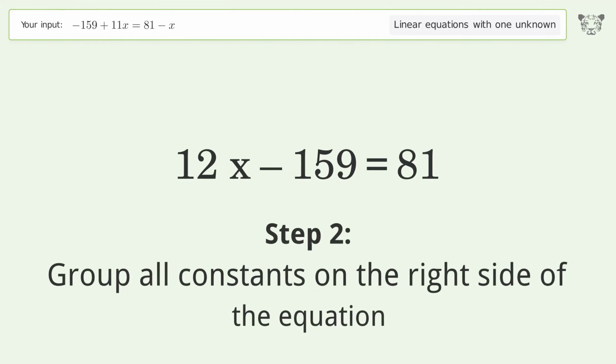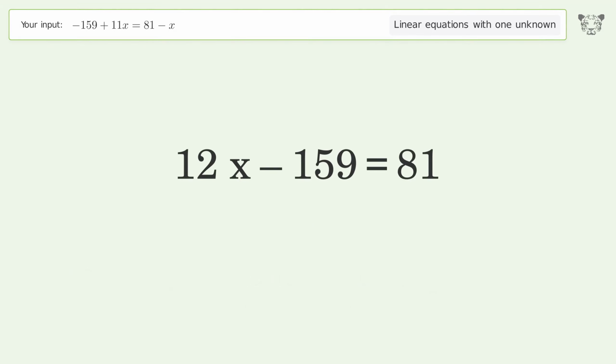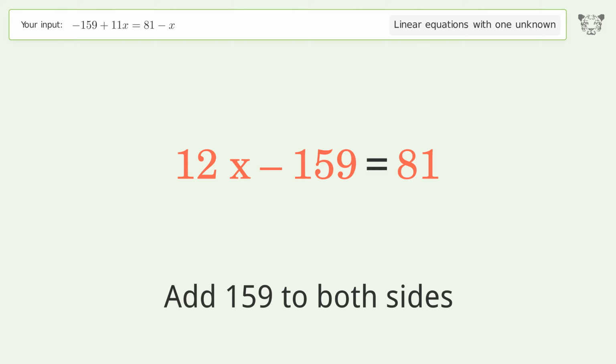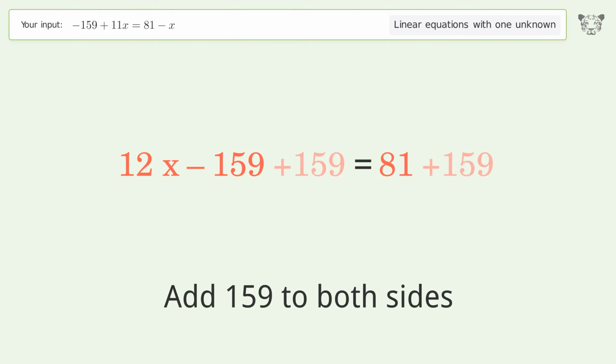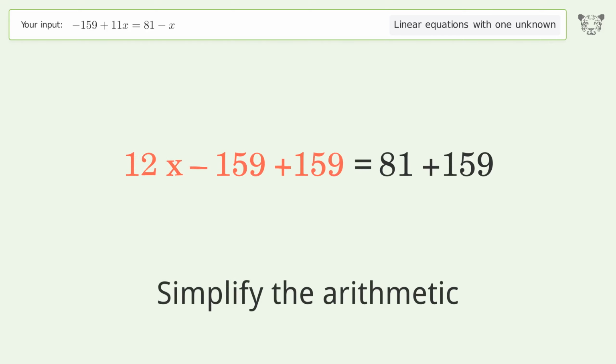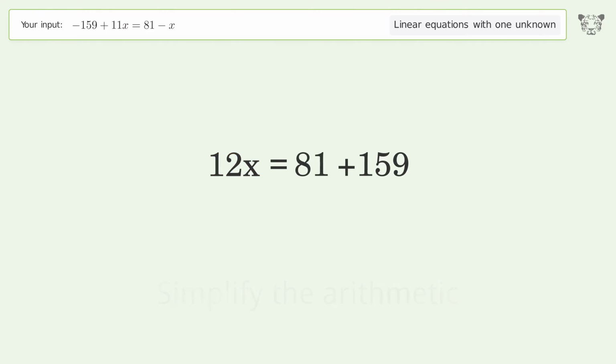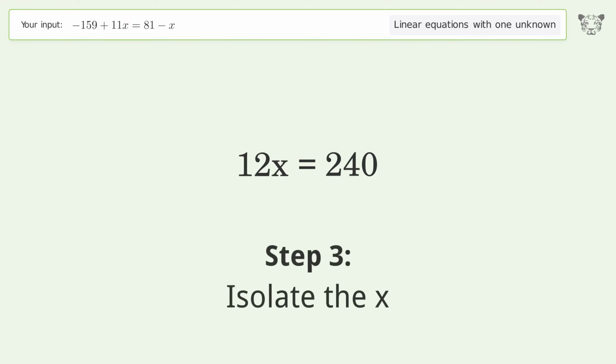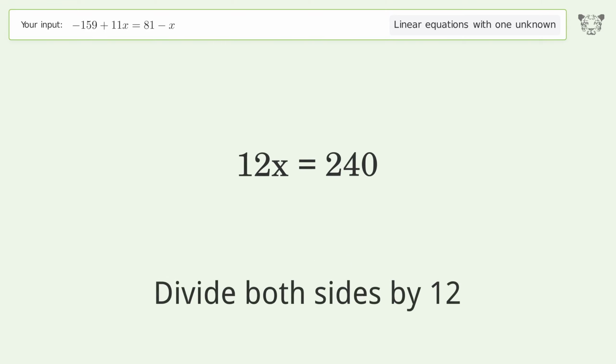Group all constants on the right side of the equation. Add 159 to both sides. Simplify the arithmetic. Isolate the x. Divide both sides by 12.